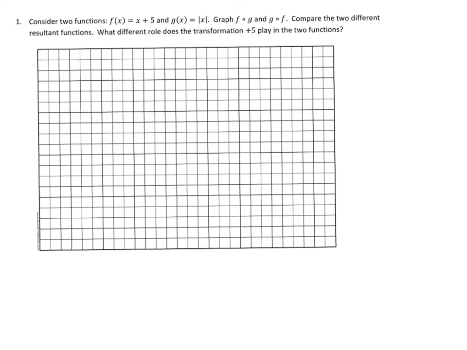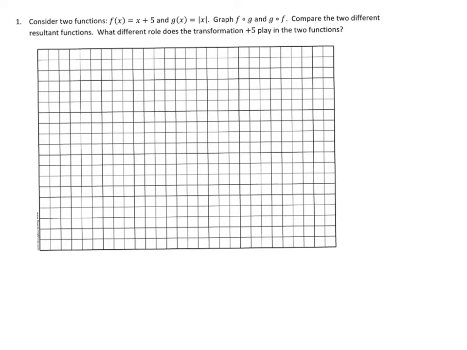The first problem I gave you: you have to consider two functions, f of x equals x plus 5 and g of x equals absolute value of x. Graph f composed with g and g composed with f, and then compare them and discuss the difference of the plus 5 in the two functions. We talked about this in both classes, so it shouldn't be new to anyone here, but here it is online, so you can pause and stop and think at your leisure.